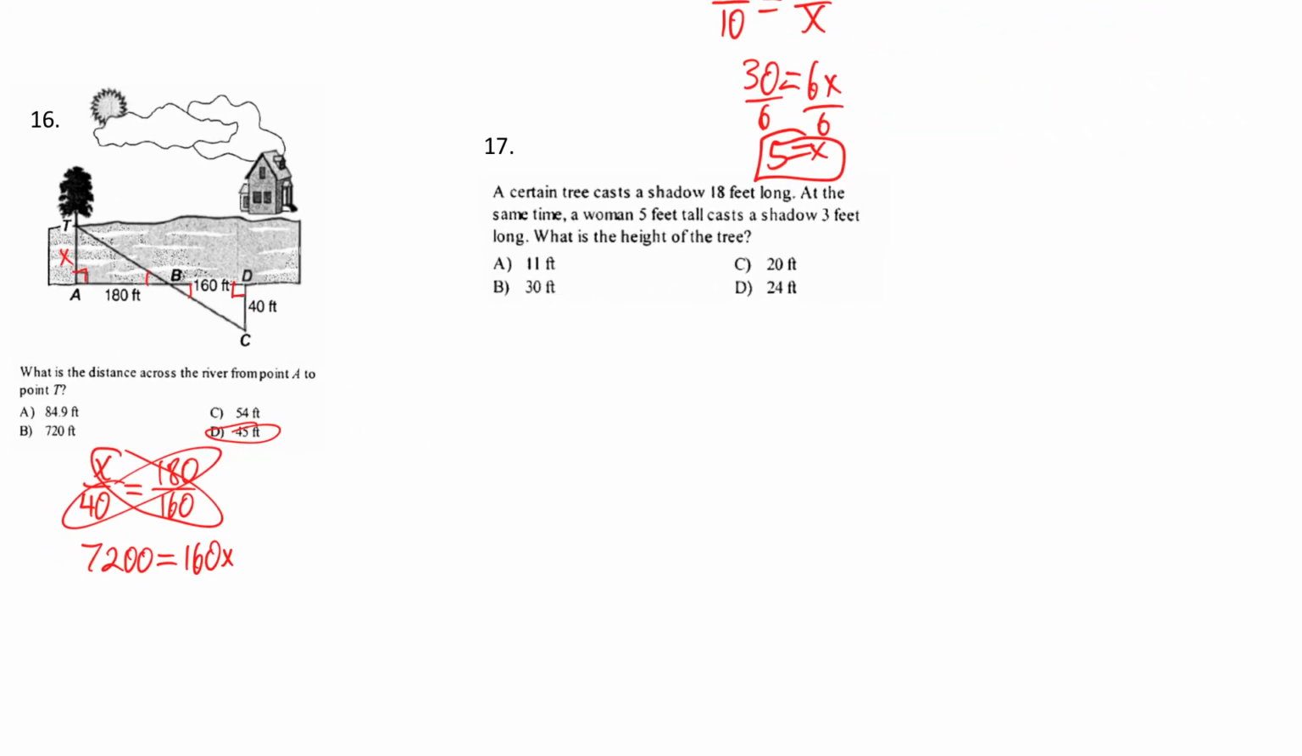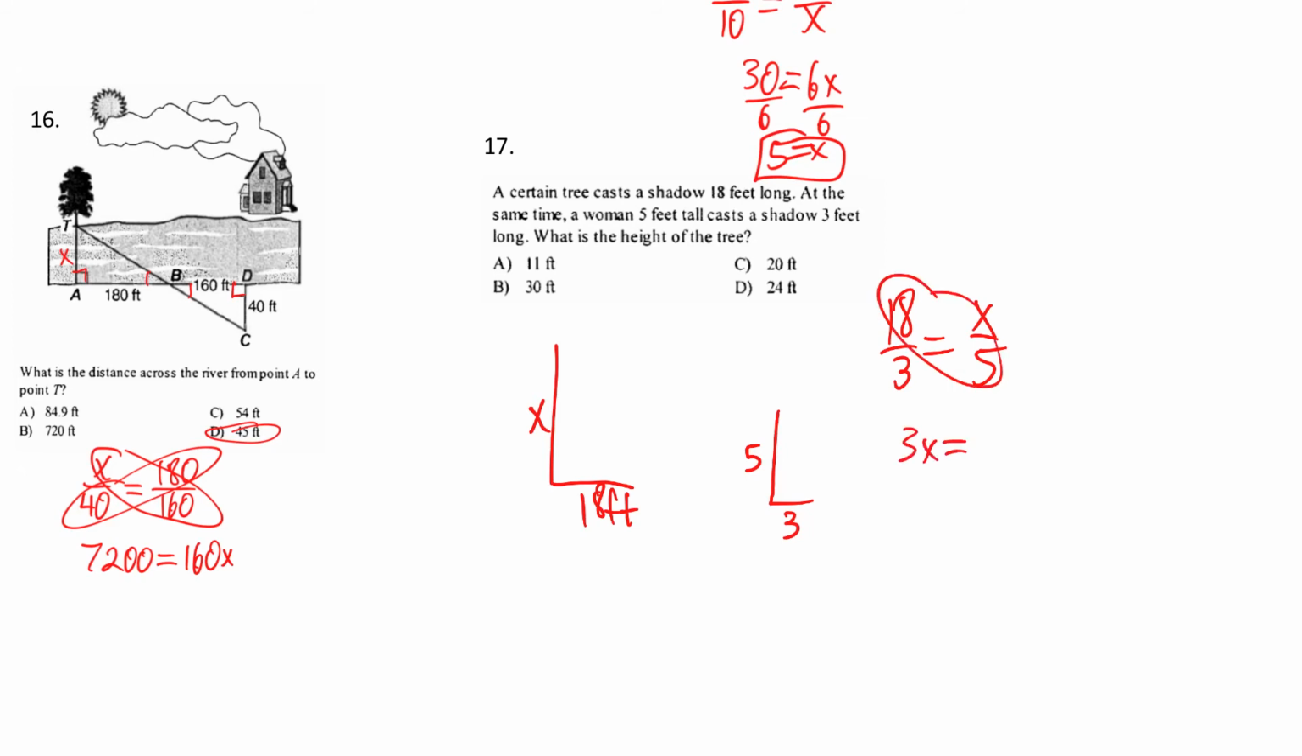Okay, number 17. A certain tree casts an 18-foot shadow. Okay, at the same time, there's a 5-foot woman that casts a 3-foot shadow. So we want to know how tall that tree is. Okay, that'll work. 18 is to 3 as x is to 5. So you get 3x equals 90. Divide by 3, x equals 30.